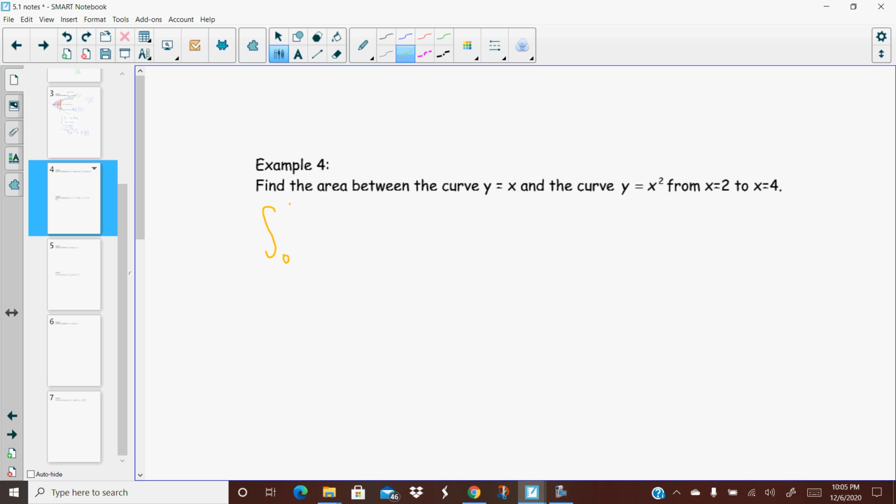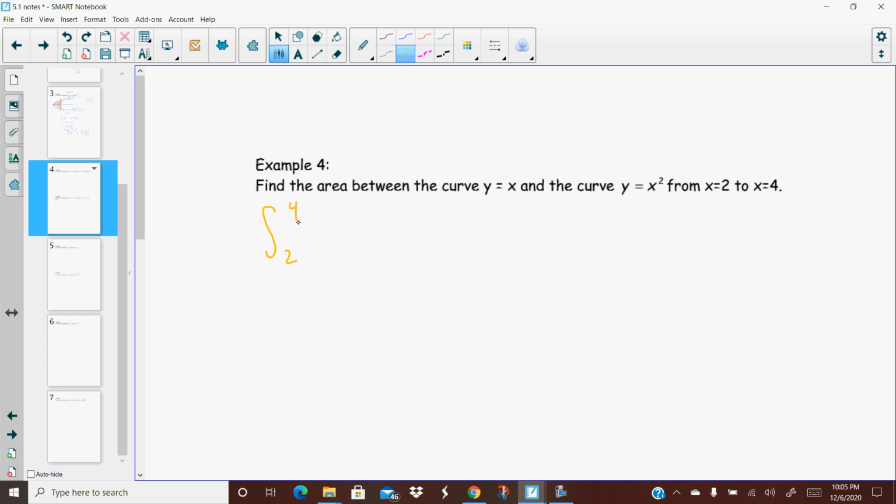So if they gave us the bounds, at the very least, we know we can start off with an integral from 2 to 4. I just said 0 to 2, that's why I started writing it, from 2 to 4. Now the question is, which one is the greater function, which one is the lesser function? Because I know I have to do the greater minus the lesser.